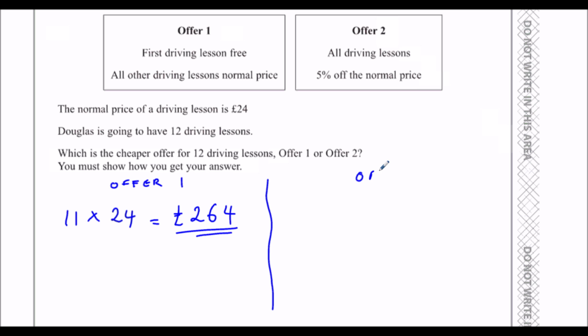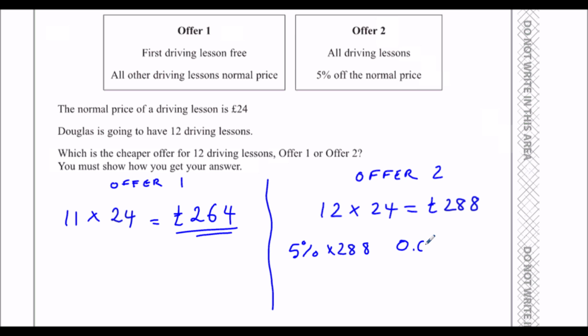Let's try offer 2. So we're going to have all 12 lessons and then get 5% off. So if we do 12 times 24 this time, that's £288. So now we need to take 5% off. So we could do 5% times 288 or 0.05 times 288 in the calculator. That will give us 5%.